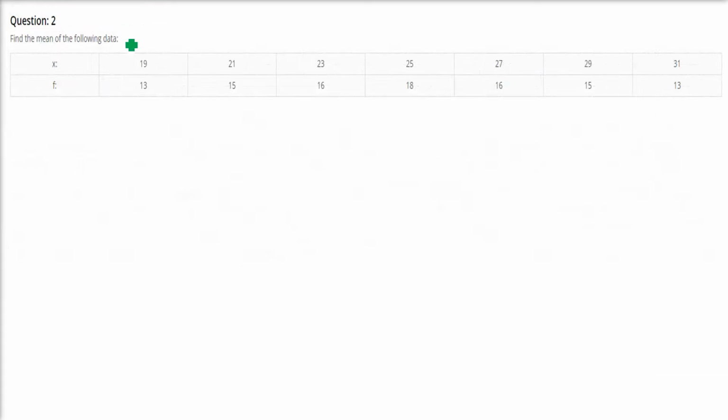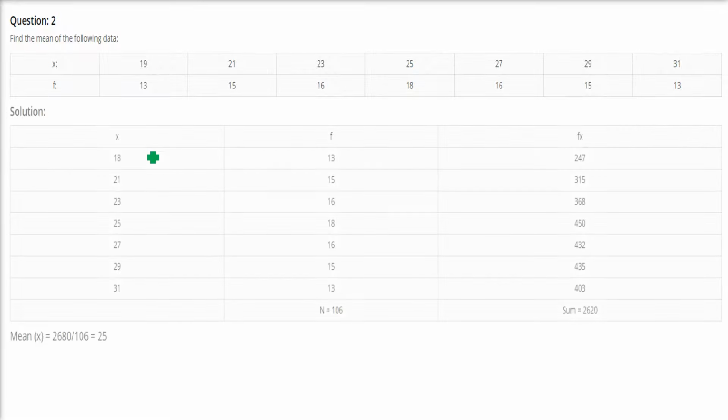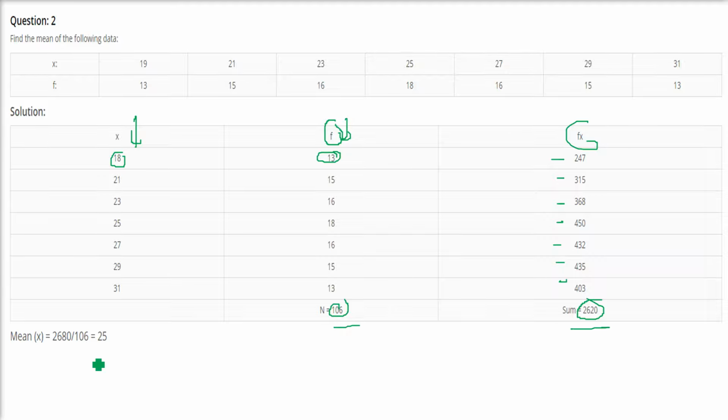So here we have to find the mean. So we have f and x. We have to write this in the form of a table. So we'll multiply each and every corresponding element under x and under f. We get this. And then we add all these, that is sigma fx. So this is 2620. We add all the elements under f, that is 106. So 2620 by 106 is your mean, which is 25.